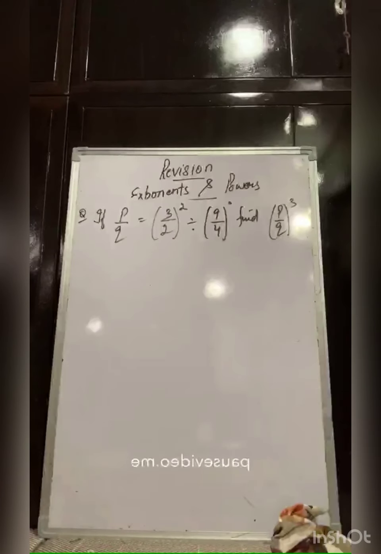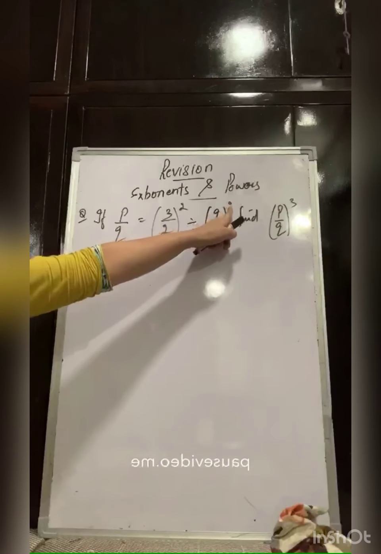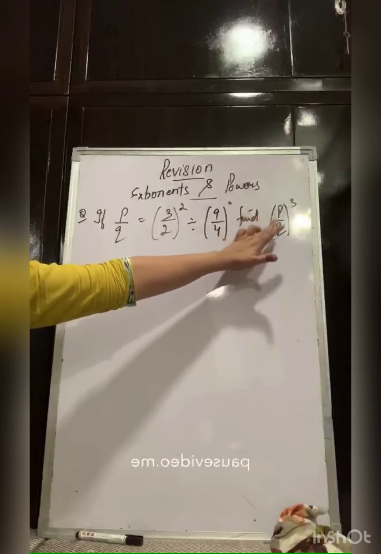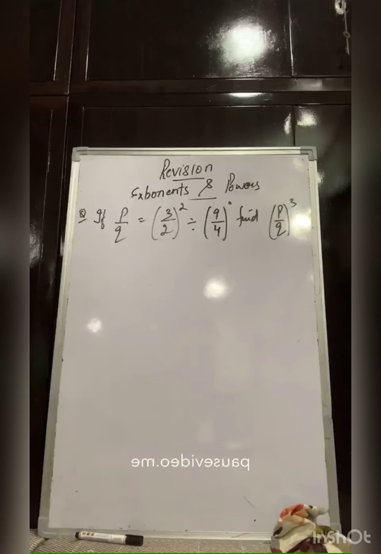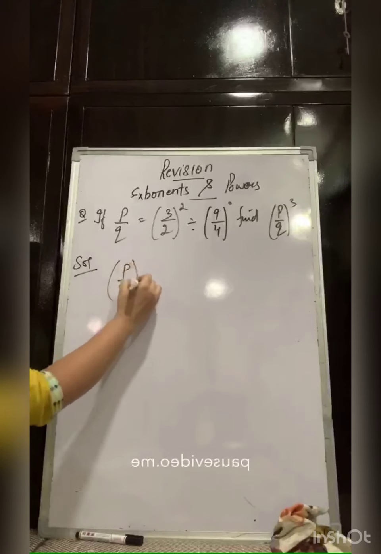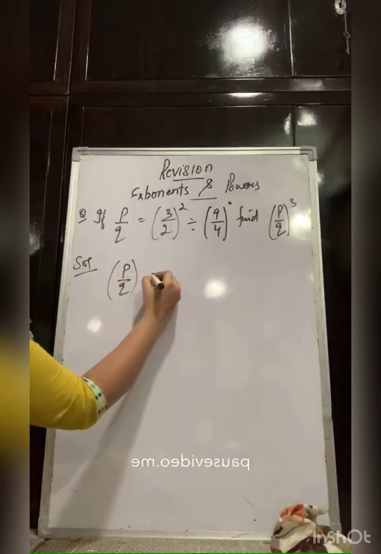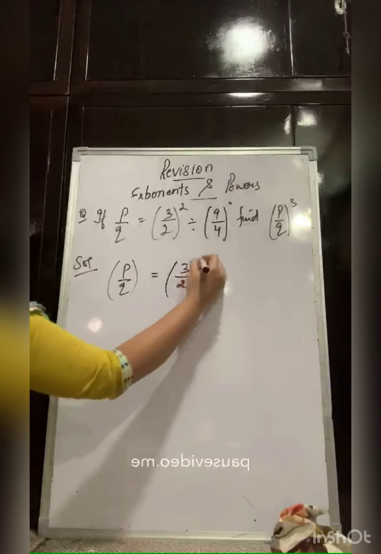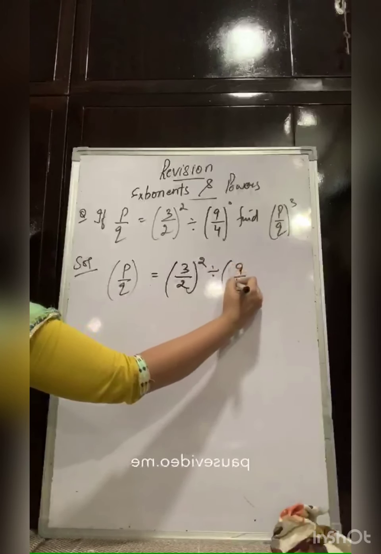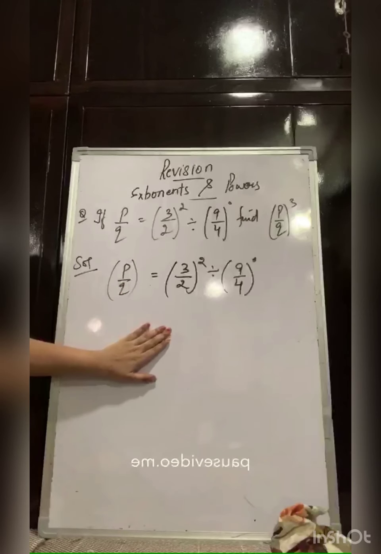Now students, see the next question. If p over q is equal to (3 by 2) square divided by (9 by 4) raised to power 0, find (p by q) whole cube. Now, in order to solve this question, first of all, we need to know the value of p over q. It is given to us (3 by 2) square divided by (9 by 4) raised to power 0. So now let us solve this right hand side.